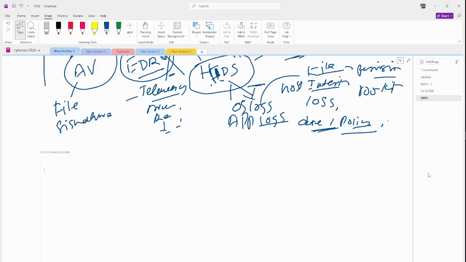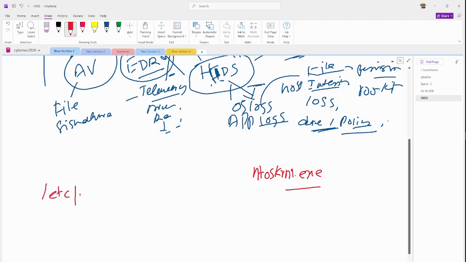Yes. Let's say in Windows you have the NTOS kernel .exe. In Linux you have /etc/passwd. These are very critical system files. Or else you have the web server configuration files.